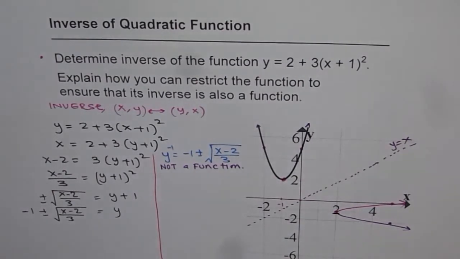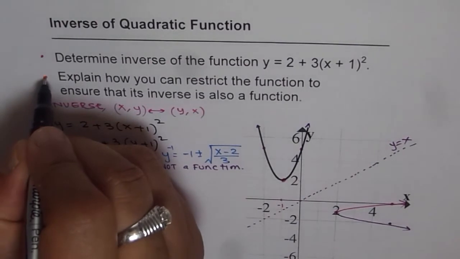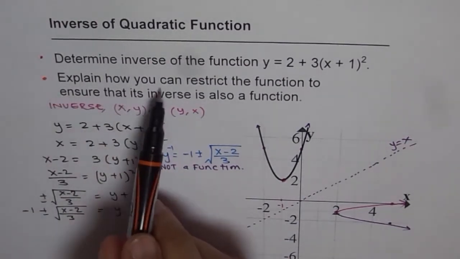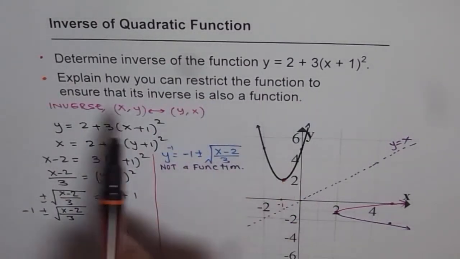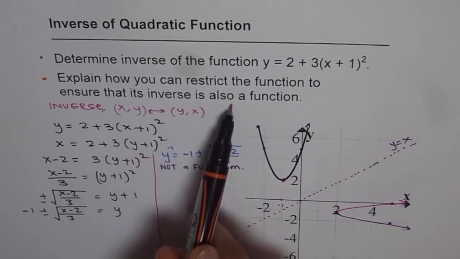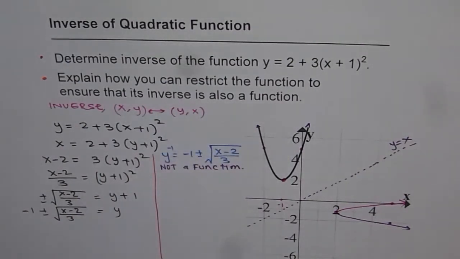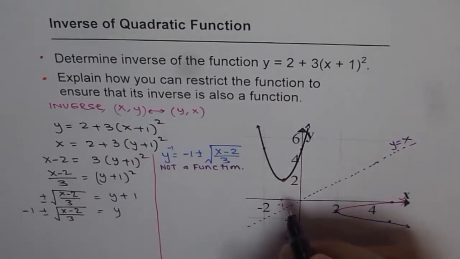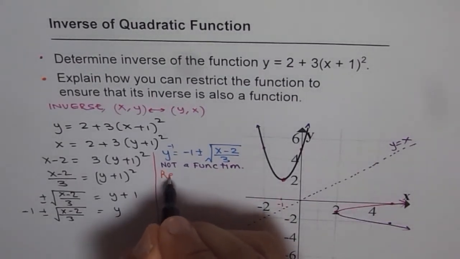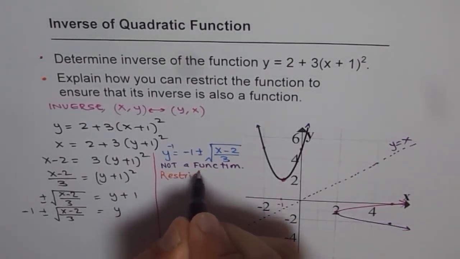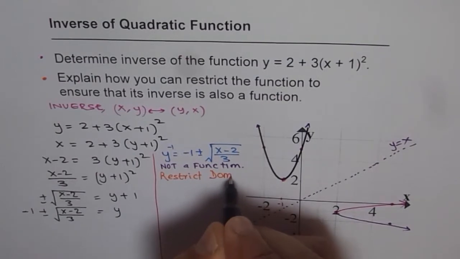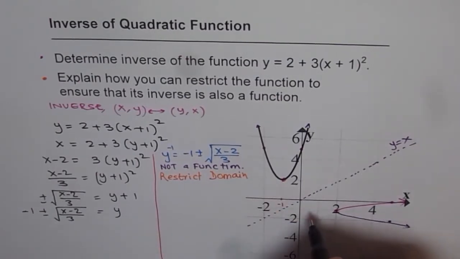Now let's look into the second half of the question, which is: explain how you can restrict the function to ensure that its inverse is also a function. So the technique which we've learned is restrict domain. So that is what we have, right? So we have to restrict domain. So how can we restrict it?